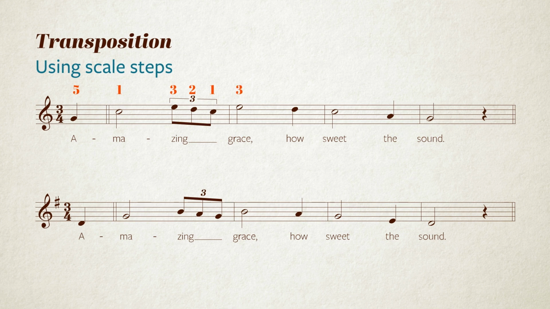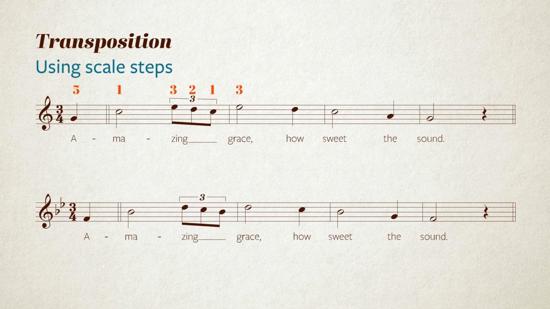In the new key, these positions should be the same. We begin with the fifth up to the tonic, then that little run from the third down to the tonic again, and up to the third on grace. Once you've got the hang of this process, you should be able to put a tune into any key. Here's the same thing in B flat. The fifth, which is now F, up to the tonic B flat. The run of notes that goes 3, 2, 1, and back up to the third.